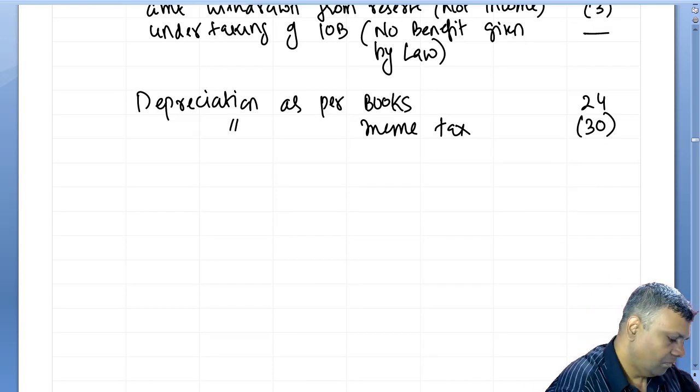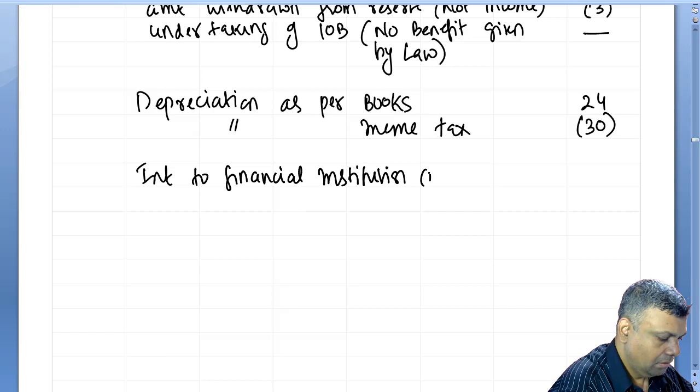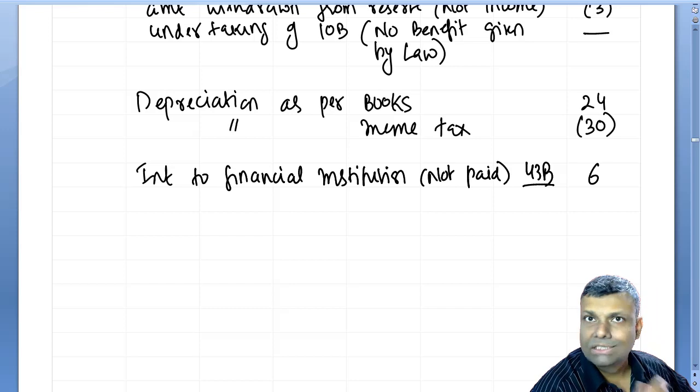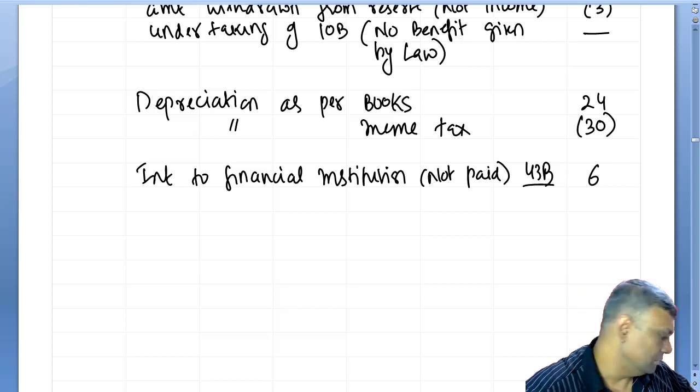Interest to financial institution, not paid. So section 43B disallowance will come. Add it to the income because it is not an expense item, and a small point to be noted and repeated is that it is already debited to the P&L, so we need the addition.